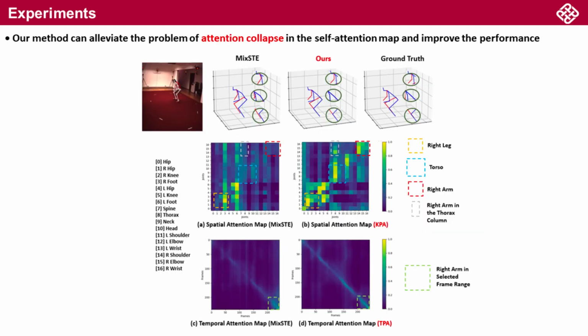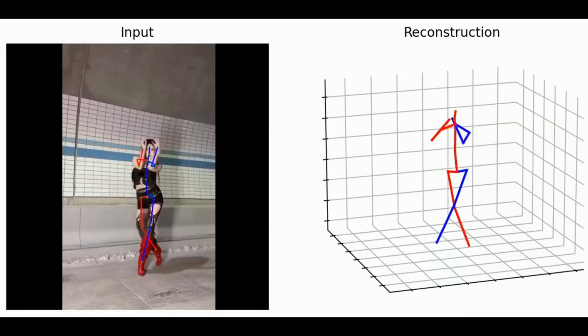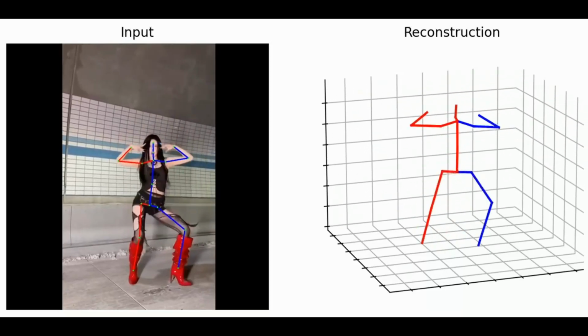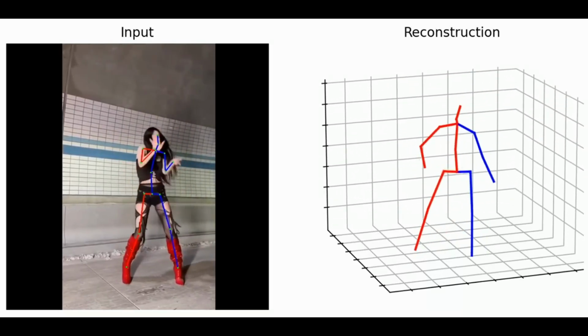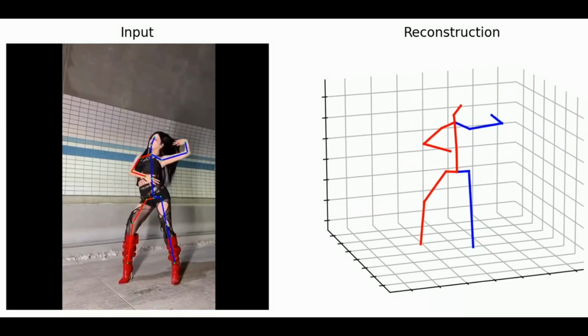As shown in the figure, KPA can make the spatial self-attention mechanism more reasonably allocate attention weights between the joints. TPA can also enhance the sequentiality and periodicity of temporal self-attention. Our method demonstrated robust results of 3D pose estimation on the video containing highly dynamic human motions.